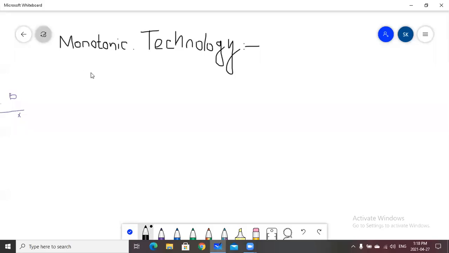Now we will study the monotonic technology. First, what is monotonic technology? We should know about this. Monotonic technology generally refers to different input vectors that produce the output. Okay. Now there is a possibility to produce one unit of output from different combinations of inputs.